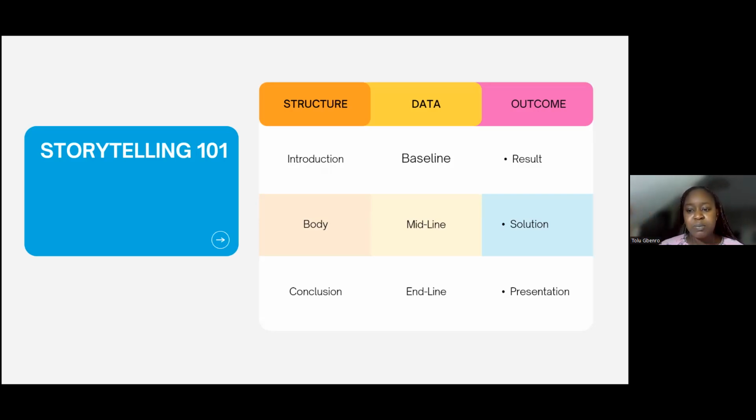Break your data into parts: baseline, midline, endline. Sometimes you may not always conduct midline, depending on the nature of the project. It may just be baseline and endline, but there has to be something, right? There has to be a learning point. There has to be a learning curve.